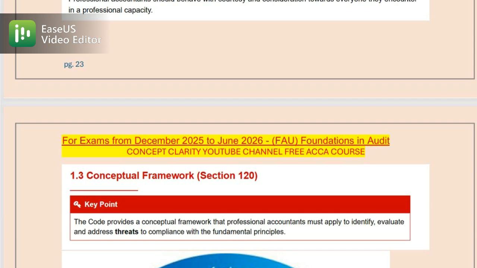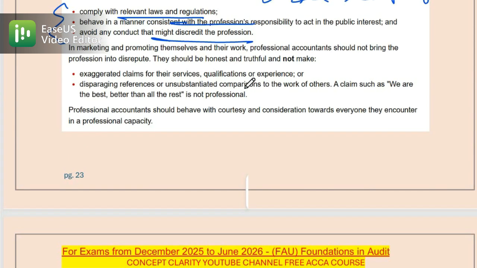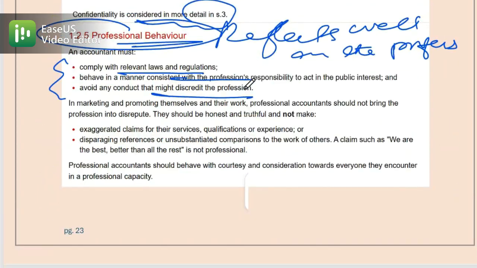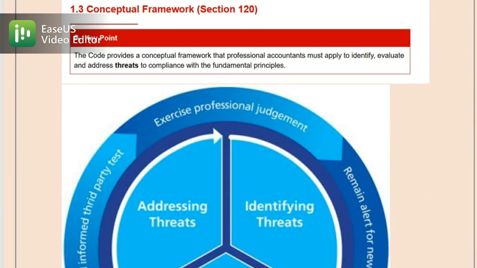Clear? So this is all about the 5 fundamental ethics. Now let's move on to the conceptual framework, and this is our section number 2. Clear? Conceptual framework section. Okay, I will continue this in the next lecture, right?